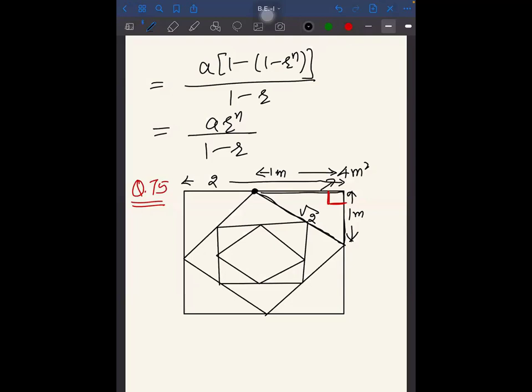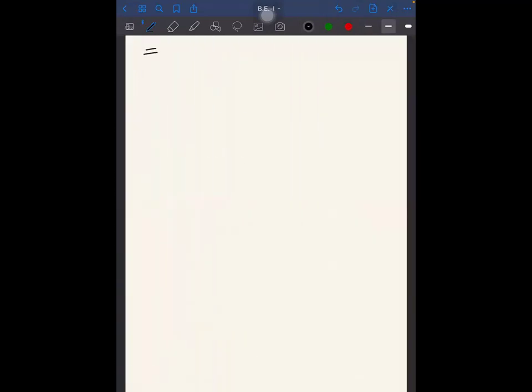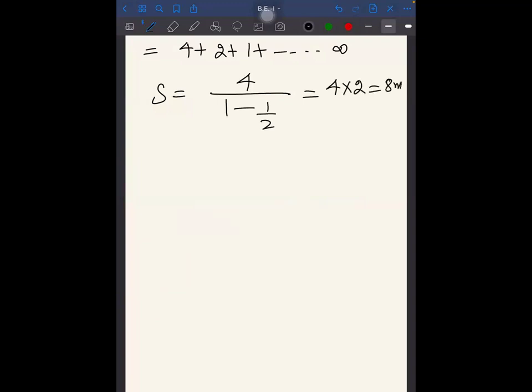Okay. So next thing is what? So I would write it as, so area would be sum of areas. I should write it properly. Sum of areas. First of all, you have 2 square, then you have root 2 square, and then if you calculate the next one, you will have 1 square, and so on like this. Okay, so that means you have a series with like 4, 2, 1, and so on up to infinity. That means you know that your S is going to be A upon 1 minus R. That means 4 times the 2. That means 8 meters square.